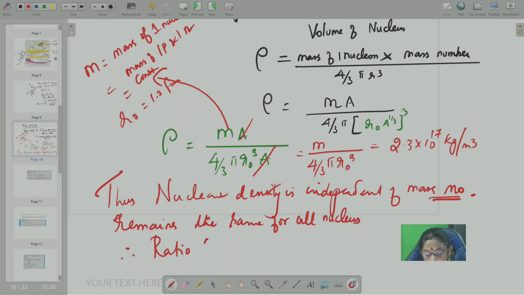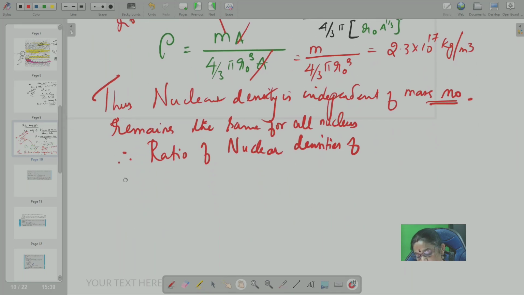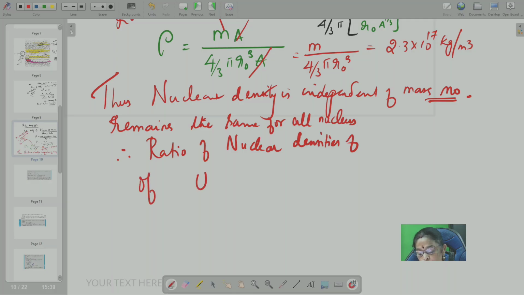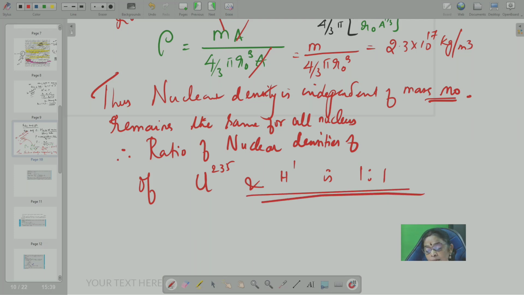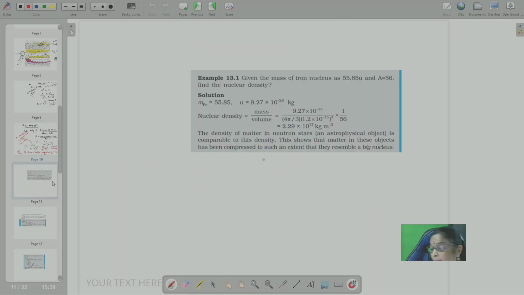So therefore, what is the ratio of nuclear densities? The ratio of nuclear densities of two elements, uranium 235 and hydrogen, is 1:1. So it doesn't even change, it remains the same. How much is that? 2.3 into 10 power 17 kilogram per meter cube. You can check the same thing in the NCERT textbook.